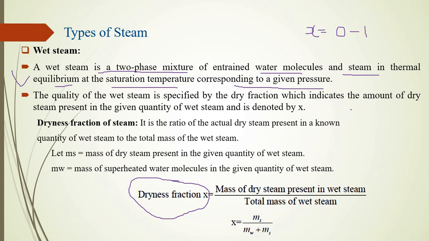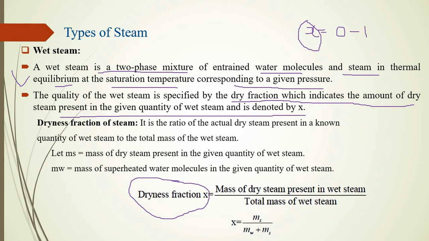Both kinds of particles are available. Then the quality of the wet steam is specified by the dryness fraction. We have to measure the quality of the steam. We have to identify the number of dry particles and the number of wet particles, how many dry particles and how many wet particles. But we only have to find one thing, the dryness fraction x, the number of dry particles, which indicates the amount of dry steam present in a given quantity of wet steam, and is denoted by x, dryness fraction.